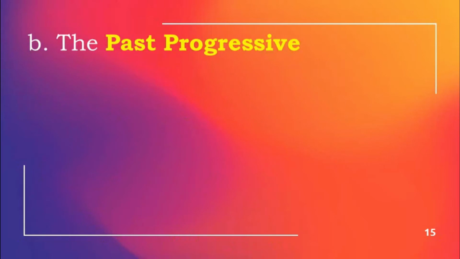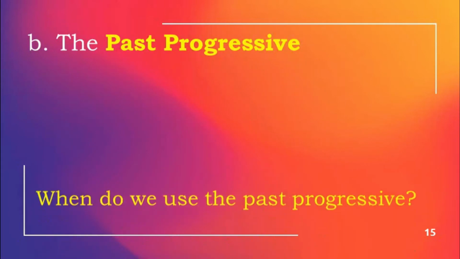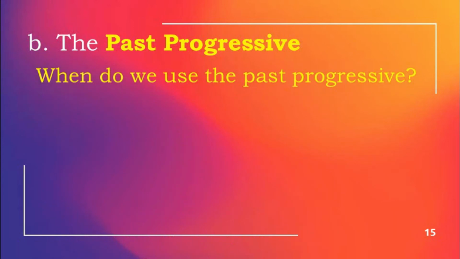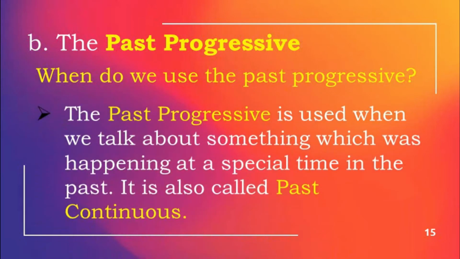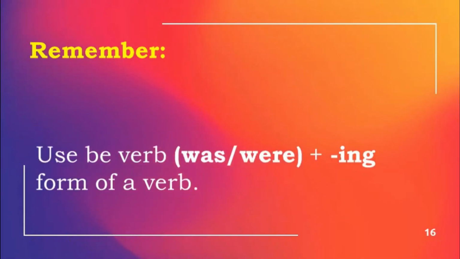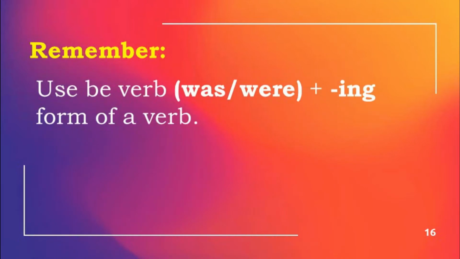Letter B, the past progressive. When do we use the past progressive? The past progressive is used when we talk about something which was happening at a special time in the past. It is also called past continuous. Remember, use be verb was or were plus the ing form of a verb.